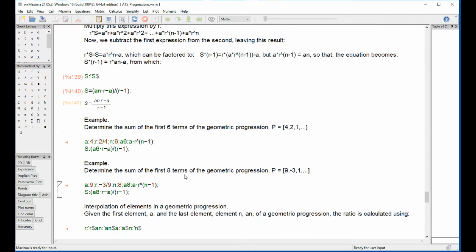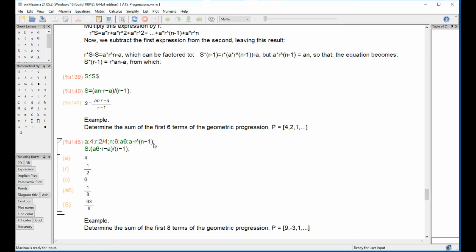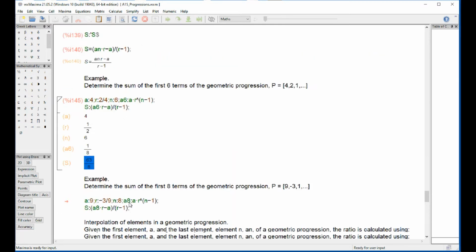For example, determine the sum of the first 6 terms, that will be n equals 6, for the geometric progression where the first term is 4, and the ratio will be 2 over 4. And that last term is a times r to the n minus 1. And the sum is equal to a_6 times r minus a, divided by r minus 1, so the sum is equal to 63.8.